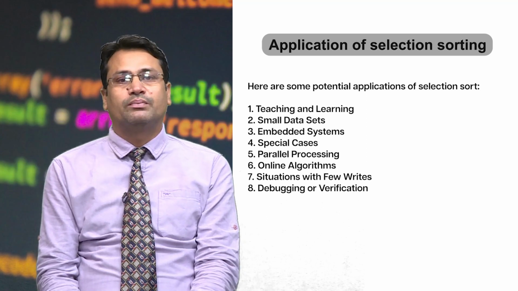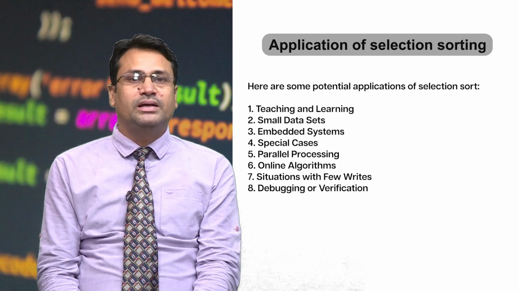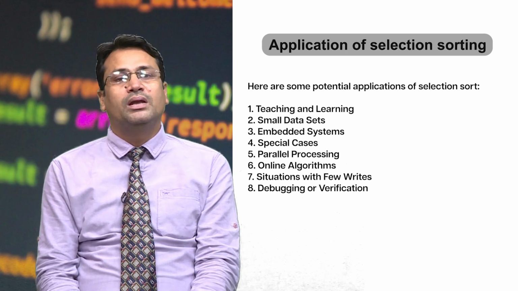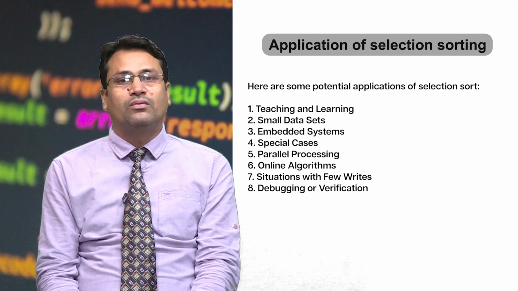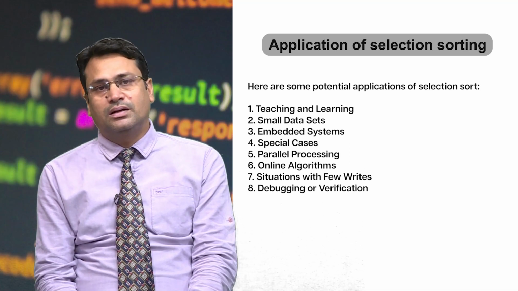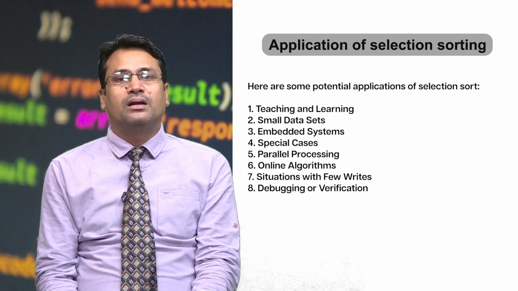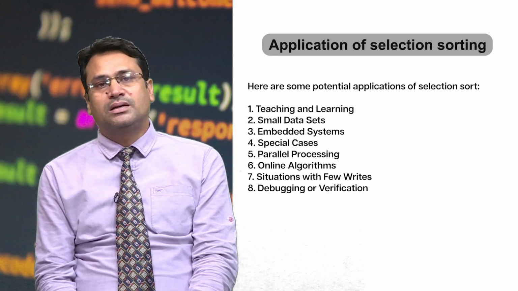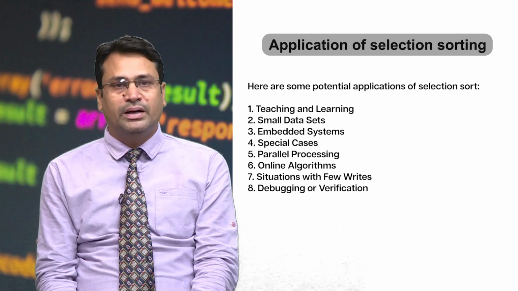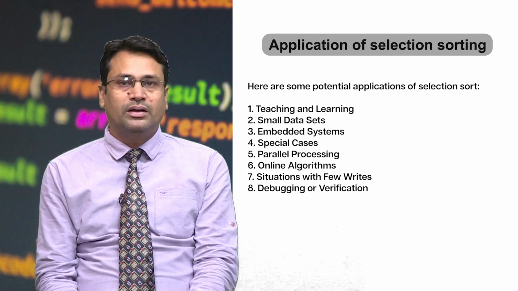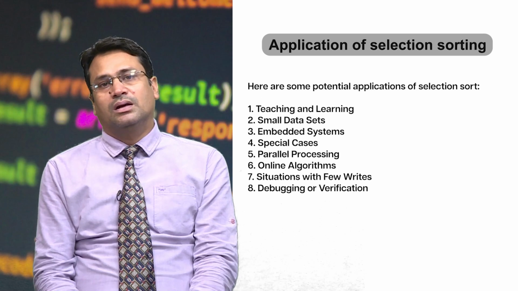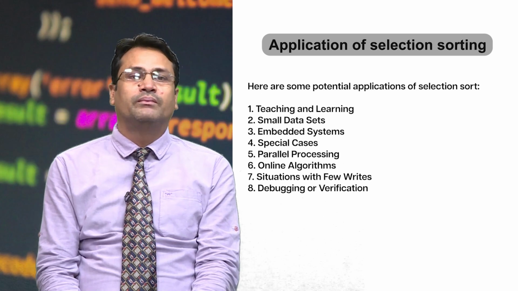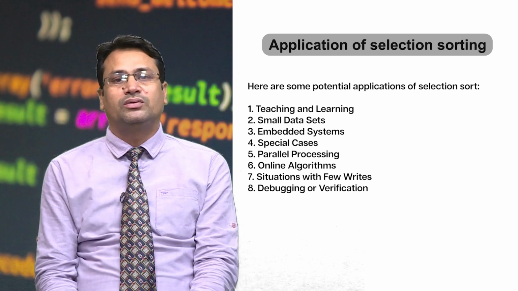The next application is parallel processing. Selection sort is relatively easy to parallelize because each iteration of the outer loop involves finding the minimum element, which can be done independently for different portions of the list. In situations where parallel processing is critical, selection sort may have some advantages. The next application is online algorithms. In some online or streaming data applications, you may need to sort data continuously as it arrives. Selection sort can be adopted for such situations, where it can efficiently maintain a partially sorted list by inserting new elements into their correct positions.